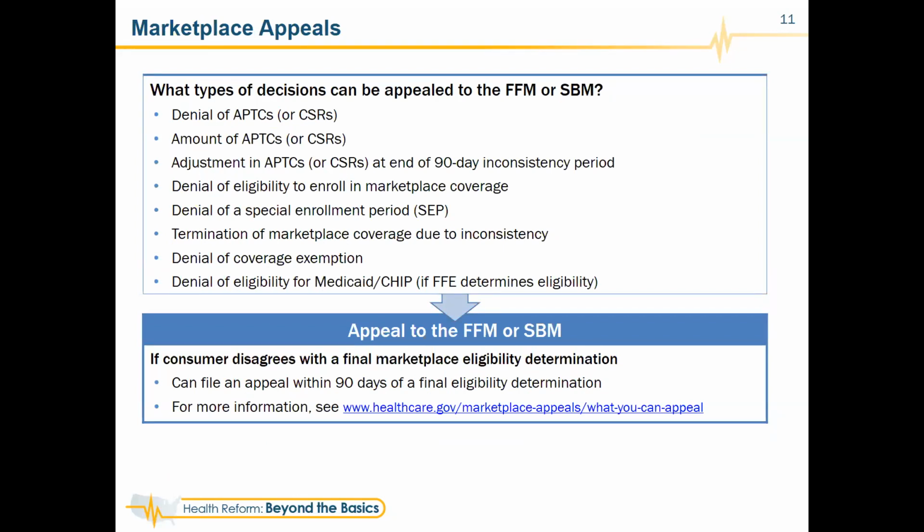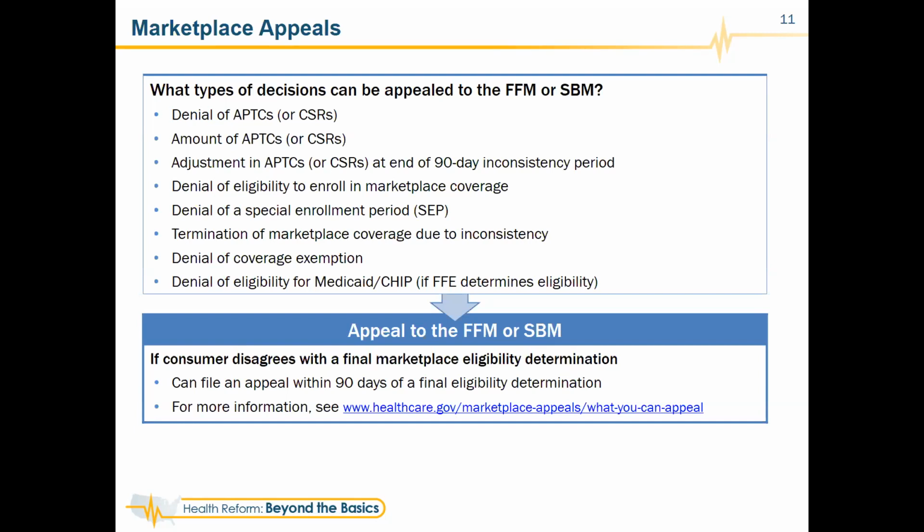There are a number of issues that can be appealed to either the FFM, which is the federally facilitated marketplace, or a state-based marketplace. These include things like a denial of tax credits, the amount of tax credits. If a consumer was supposed to provide additional information about their income, and at the end of an inconsistency period, an individual's tax credits were redetermined. Overall denial of eligibility to enroll or denial of access to a special enrollment period, and a couple of other situations.